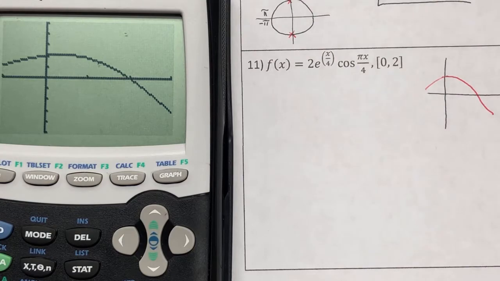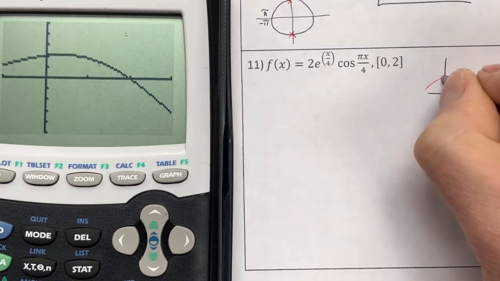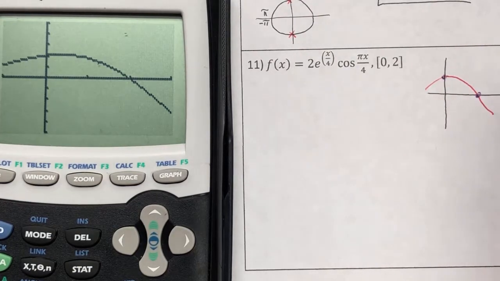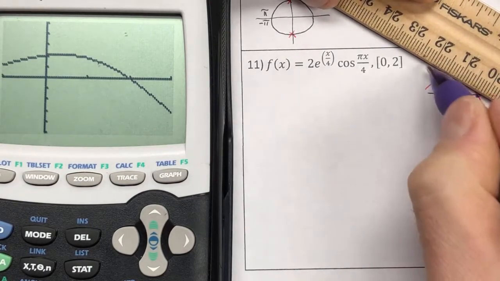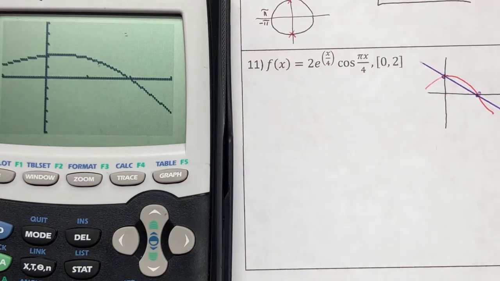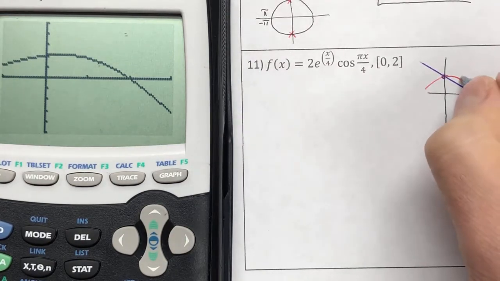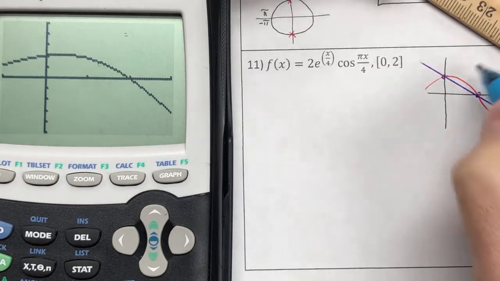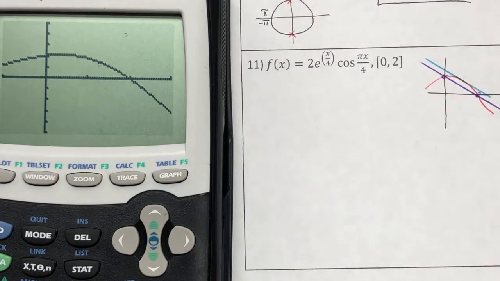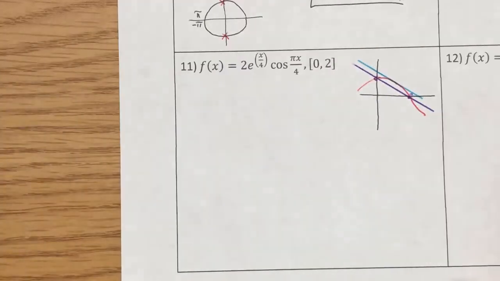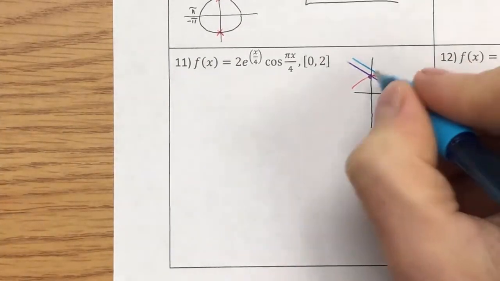Okay. So I'm only concerned with from this point to this point, which means that I will have exactly one tangent line somewhere in this neighborhood. So I'm just going to go ahead and, let's say, draw it right here. So I know that I'm going to have at least one value.